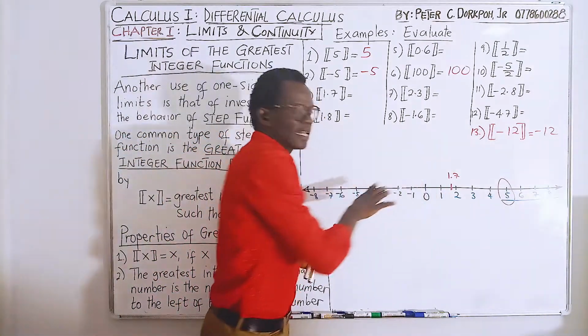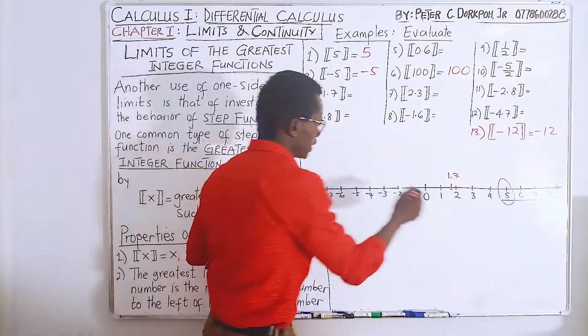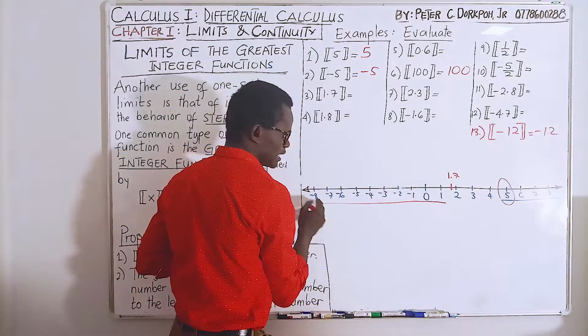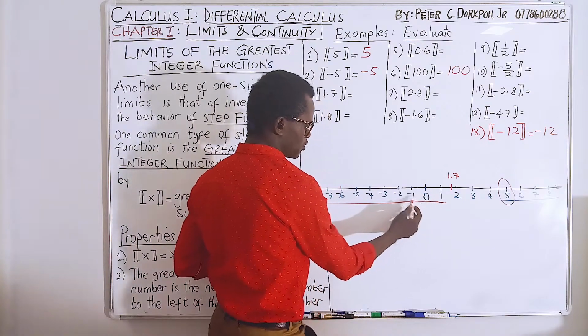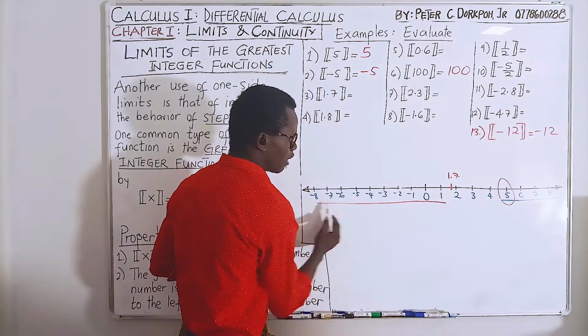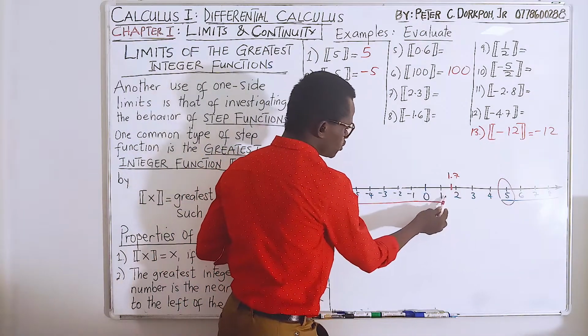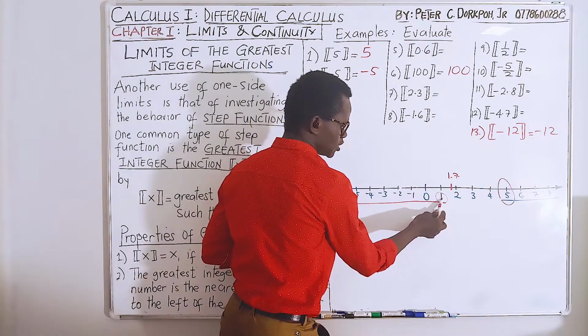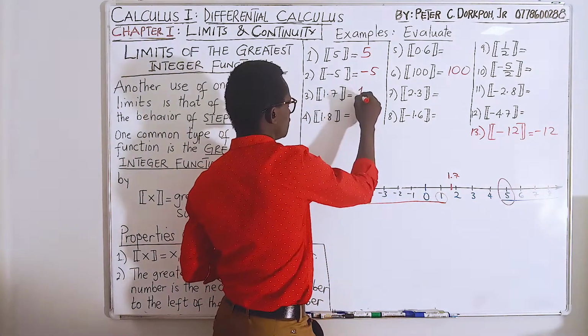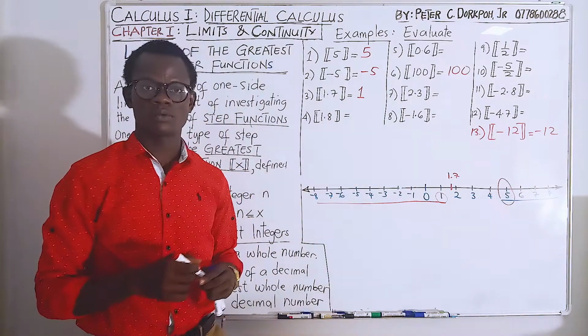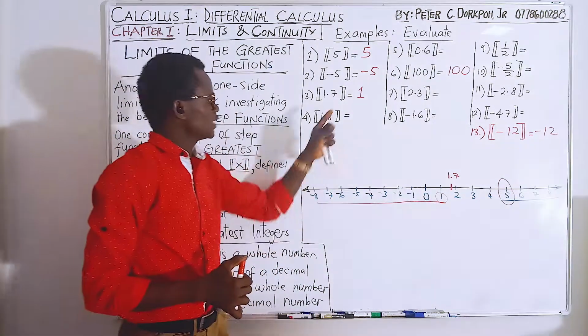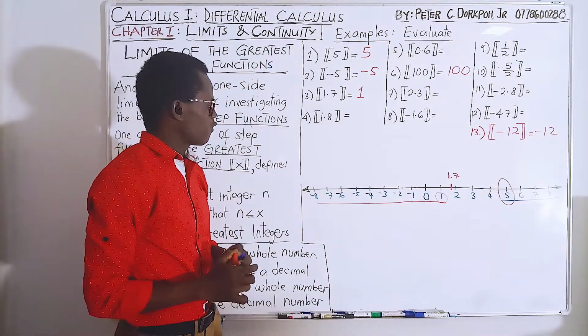Now, 1.7 is not an integer, it's a decimal number. So let's consider those integers that are in this direction. You have 1, you have 0, you have negative. All of these integers are less than 1.7. But the greatest of all of them is 1. So the greatest integer of 1.7 is just equal to positive 1. So let's continue with question 4.